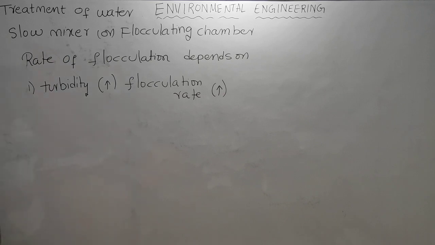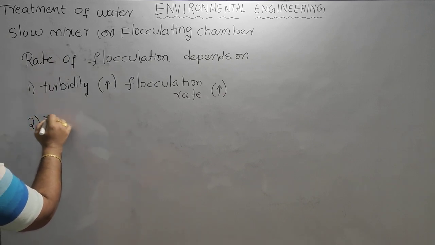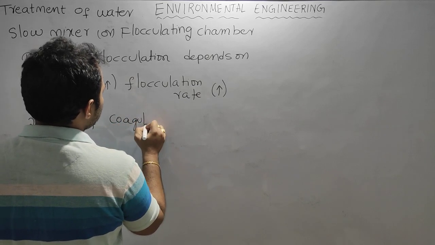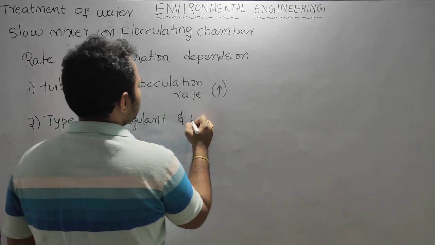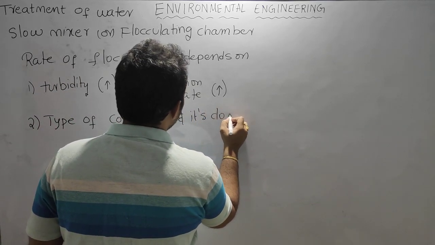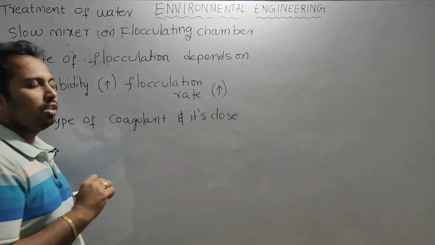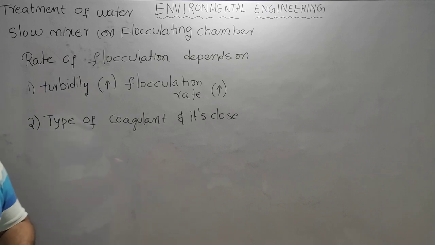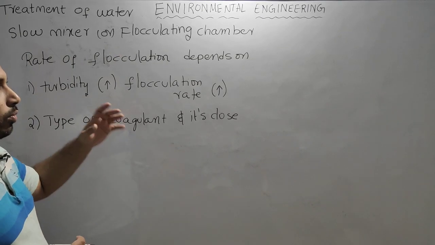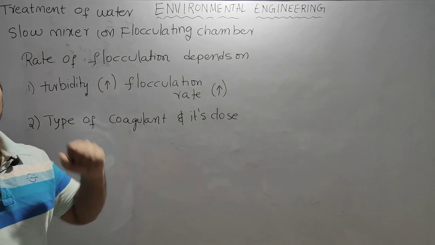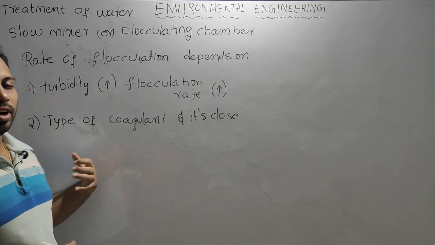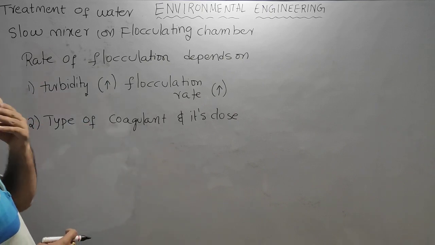And the type of coagulant and its dose. Depending upon the type of coagulant and its dosage, the flocculation will also depend. I told you already, if you are using iron coagulant, then iron flock will form faster, and it works in a wide range of pH, and the flock size is also larger. So the rate of flocculation is faster with iron flock, whereas with alum it is a little slower in comparison with iron.